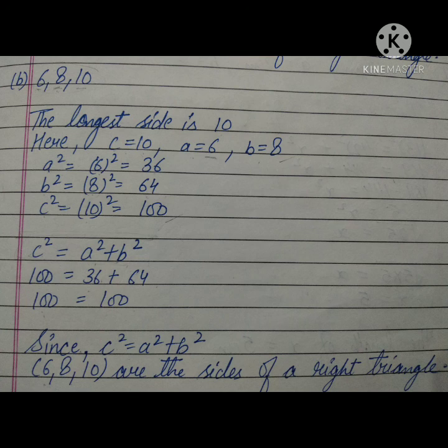Since C square is equivalent to A square plus B square, this equation is satisfied, then 6, 8 and 10 are the sides of a right triangle. In case the equation C square equals A square plus B square is not satisfied, then those are not the sides of a right triangle. In this part, these sides satisfy the equation, so it means 6, 8 and 10 are the sides of a right triangle.